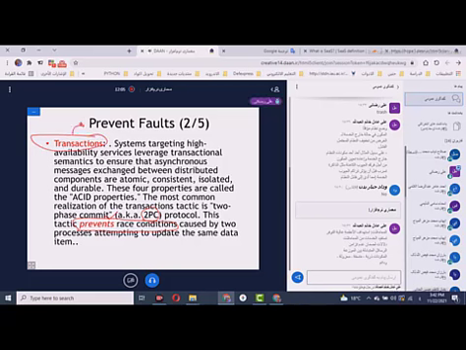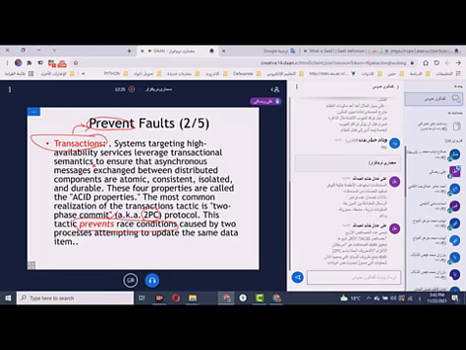So it's a preventive method. Using transactions will lead to prevention of race conditions. So it's a preventive tactic. Okay. Transactions are very effective in controlling bad conditions, bad situations.